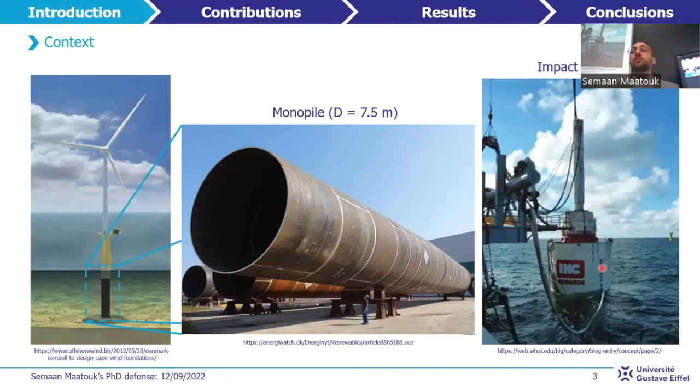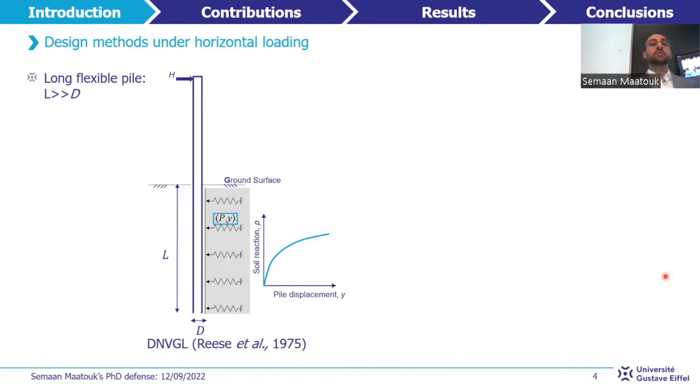For example, the first offshore wind farm in France, located not so far from here, is founded on monopiles and will be soon operational. Over their design service life, these monopiles are subjected to horizontal loads from the action of wind, wave, and current. So for the design of laterally loaded monopiles, offshore standards such as the DNVGL have been developed.